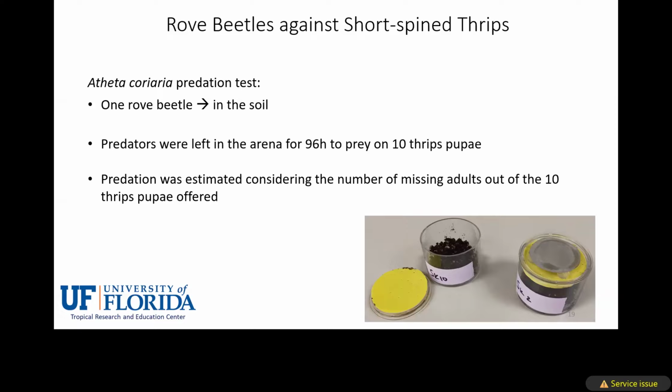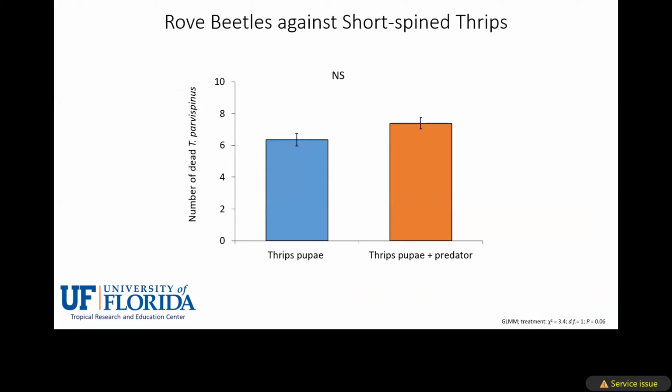And then we closed it and we placed this yellow sticky trap that you can see here on top, because the goal here was to count how many adults you would see trapped in the yellow sticky trap. And we would consider the number of missing adults out of the 10 thrips pupae that were offered as a predation rate for this guy here. So the number of missing adults were considered preyed upon by the rove beetle. And this is what we obtained.